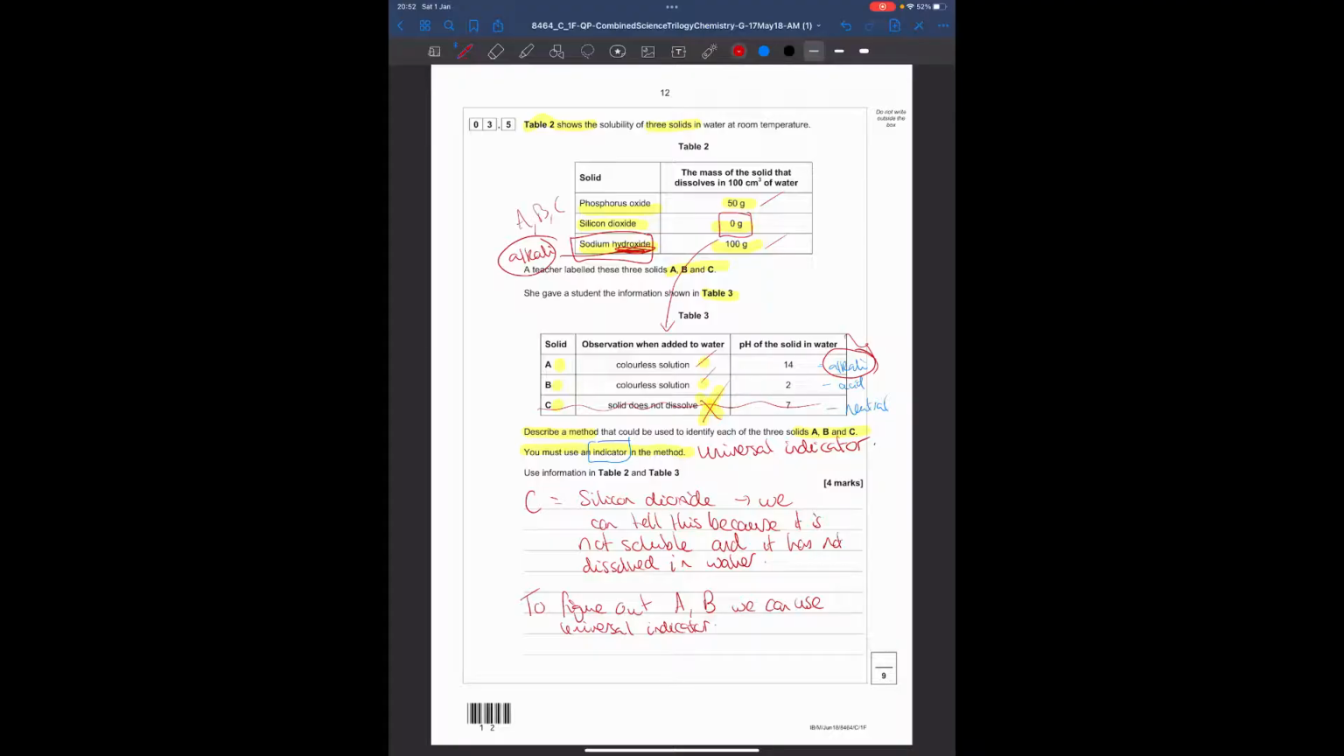So to figure out A and B, we can use universal indicator. A is an alkali, which is a hydroxide. Therefore, B must be phosphorus oxide. Okay, and that is how you would go about tackling 3.5.